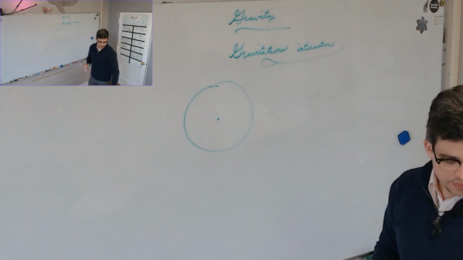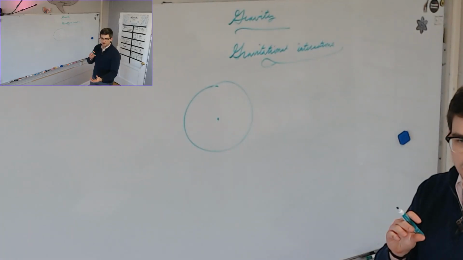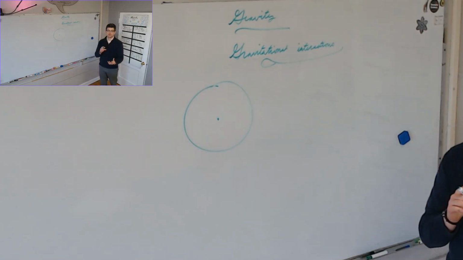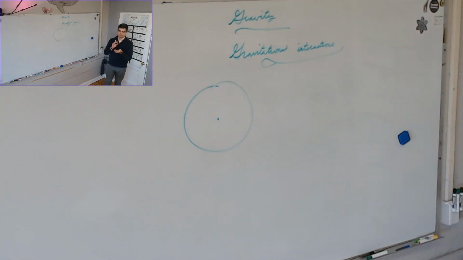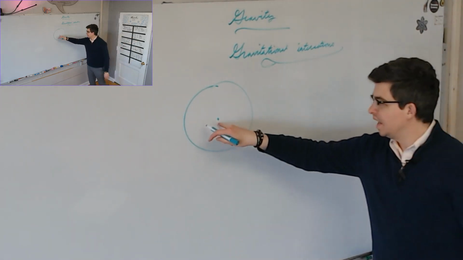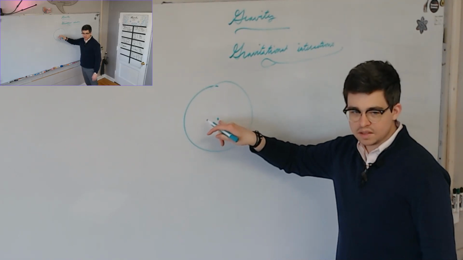What is true is that, as we know from the law of universal gravitation, every atom, every massive particle that makes up Earth is attracted to all the other massive particles that make up Earth. And on average, its mass is all concentrated here, but that's just an average.